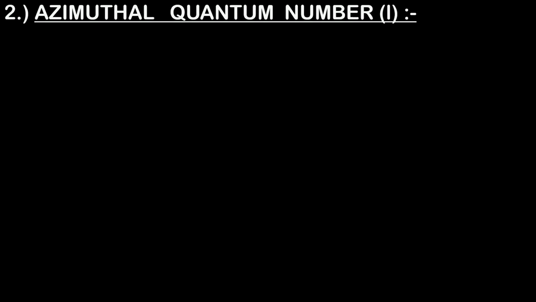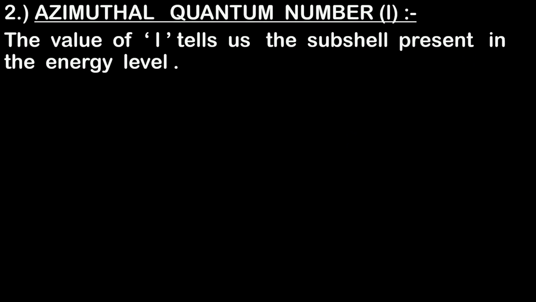Okay, second one is the azimuthal quantum number, which is represented by L. Now what is the use of this azimuthal quantum number? The value of L tells us the subshell present in the energy level, which means that it is going to tell us that in first energy level, which subshell is present, whether S subshell is present, P subshell is present, D subshell is present, or F subshell is present. Similarly, it is going to tell us that in fourth energy level, which subshell is present.